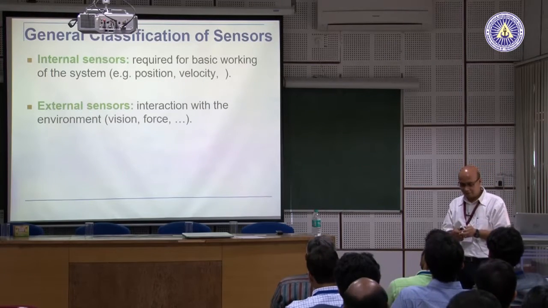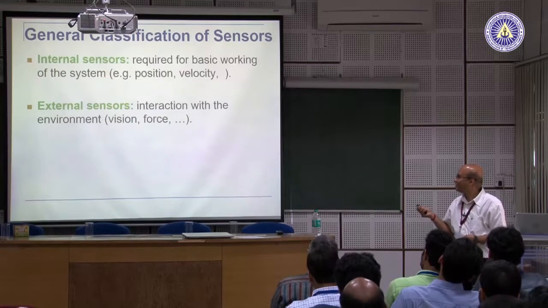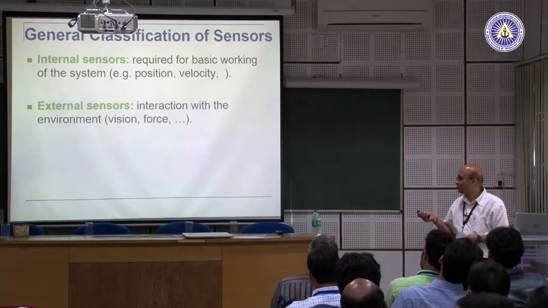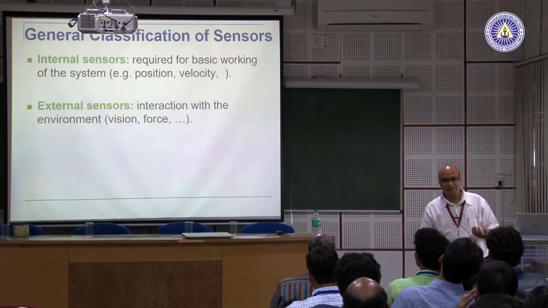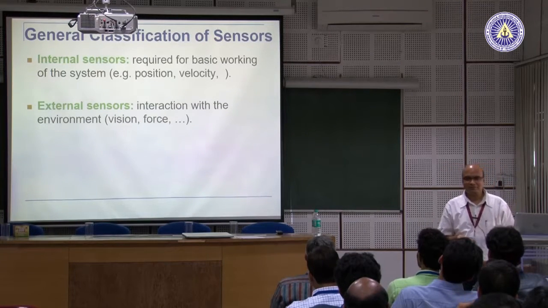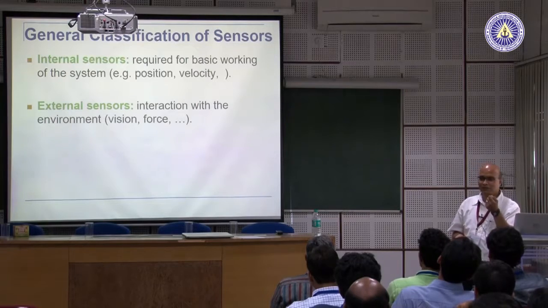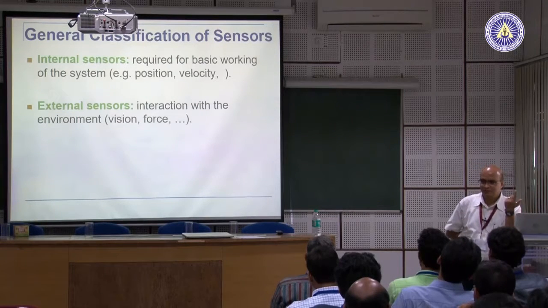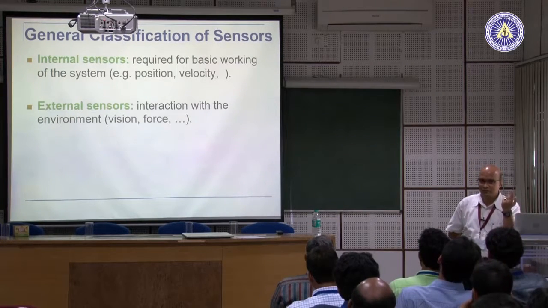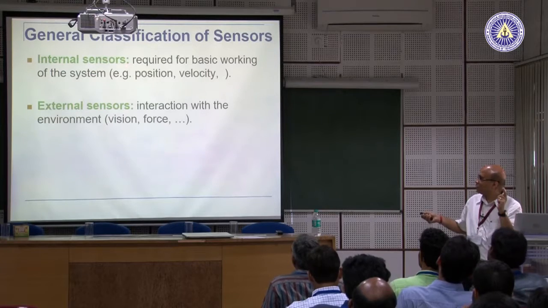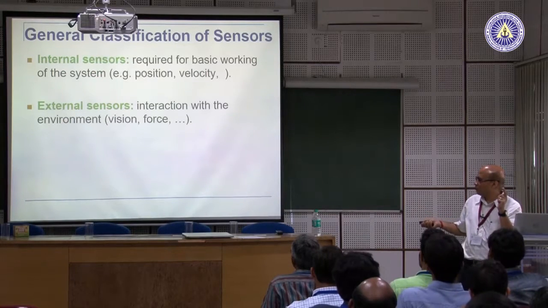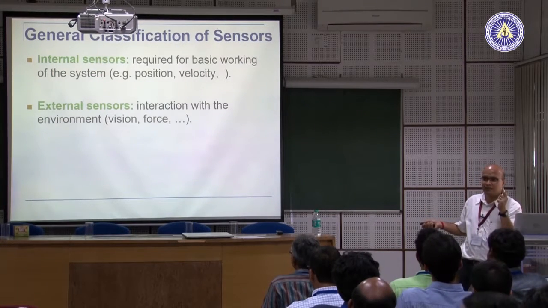So internal sensors are the ones without which the basic system will not work anymore. Can you name a few of them? Blood pressure, heartbeat, temperature. Without that is the basic working of the system. We cannot control anything of that. That is the internal structure. So those are internal sensors. They control the basic working of the system. Similarly, in a robot, it will be velocity, position, acceleration.